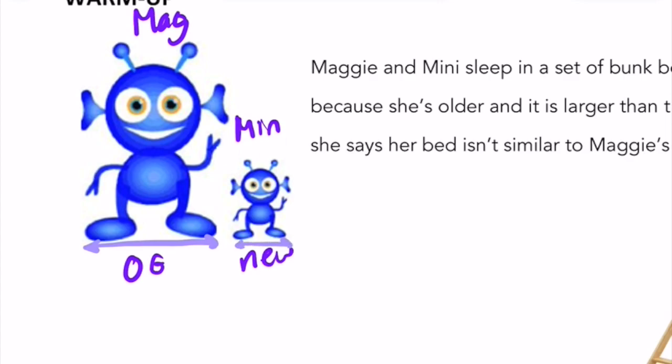So let's say, I don't remember what the numbers are, but let's say Minnie was half the distance between, for Maggie, the scale factor was 0.5. That means her measurement between her feet is going to be half the size of Maggie's. Her height should be exactly half the size of Maggie's. The distance between her antennas should be exactly half the size of Maggie's. Every single measurement should always be the exact same scale factor of 1/2.